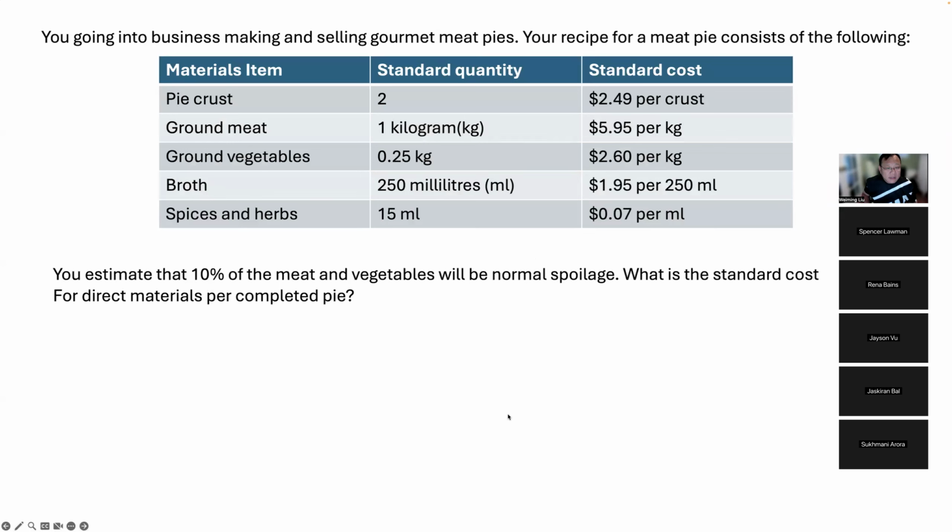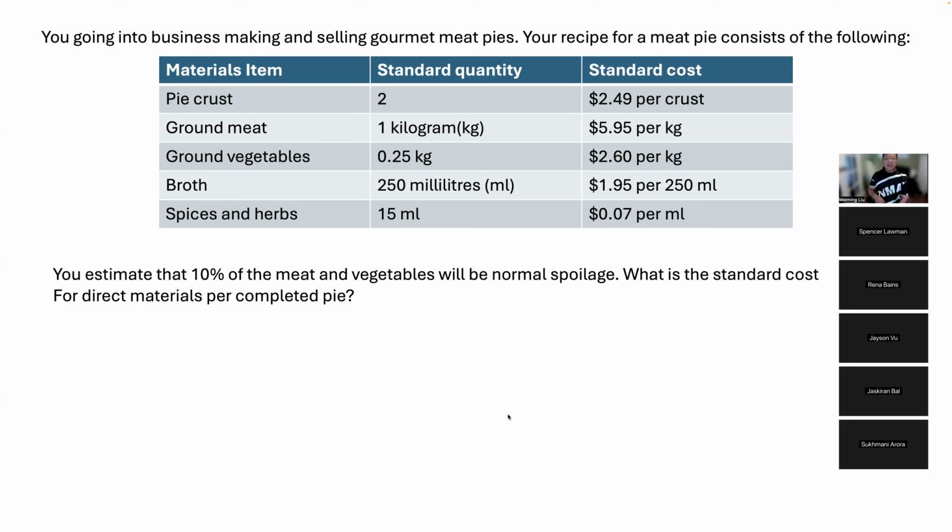In this case, you're going into business, making and selling pies. Your recipe consists of the following. There are different materials: crust, meat, vegetables, broth, spice, herbs, and the standard quantity required. You just have to be careful about the standard quantity for each ingredient, each material, and then you have the standard cost.